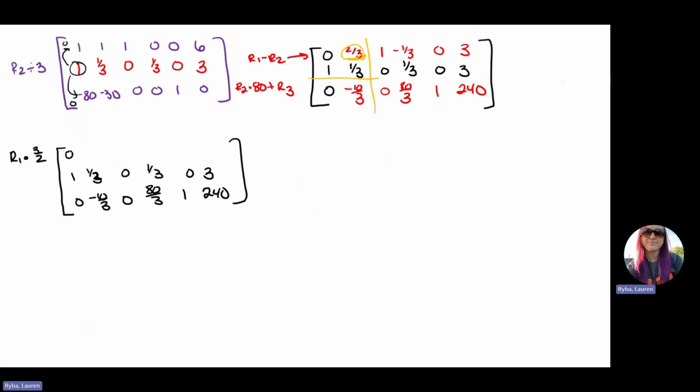Anything times 0 is still 0. Reciprocal is going to make that 1. 1 times 3/2 is 3/2. Negative a third times 3 halves leaves me with a negative half. Anything times 0 is 0. And that's going to leave me with 9 halves. I'm going to try to show this in a different color.